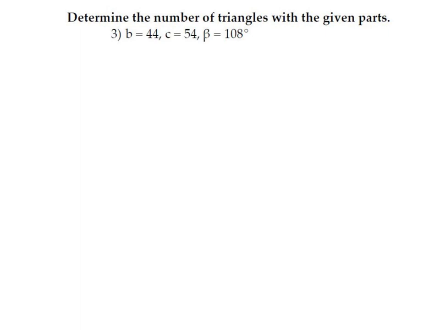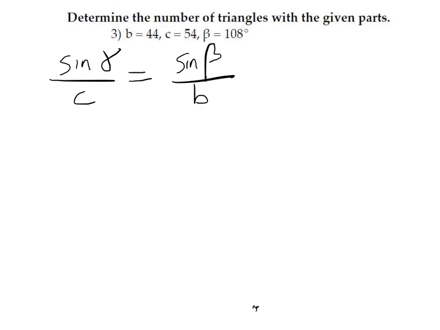On the other hand, we can just go with our law of sines. Notice we have an opposite pair, beta and B. So we can find the piece missing, the opposite of this, gamma. I'm going to write sine gamma on top, so it's easier to solve. Sine gamma divided by C equals sine beta divided by B. Solving for sine gamma, we would get C sine beta over B.